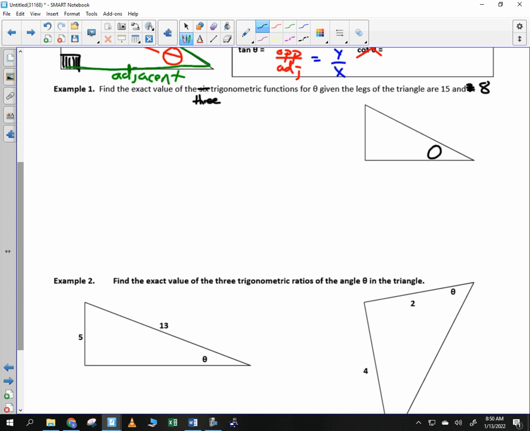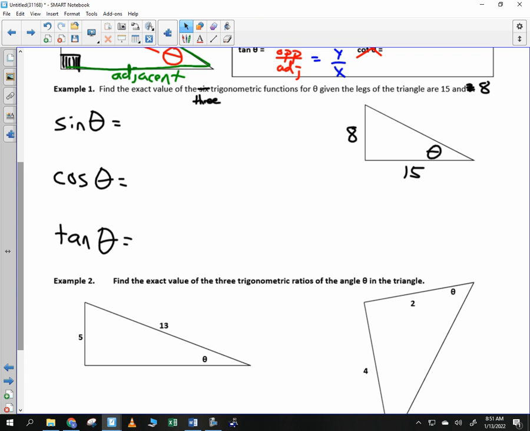So I have a triangle. I'm going to call that theta. I have 2 legs, so I'm going to call this leg 15, and I'm going to call this leg 8. Sine of theta, cosine of theta, tangent of theta.